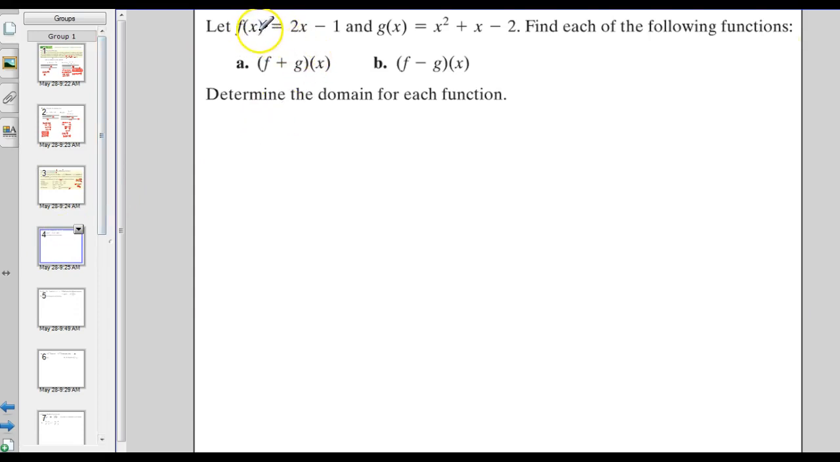Alright, so here's a function f, here's a function g, and we want to find these and simplify them. So for a, f plus g means add these two functions together. If I took 2x minus 1 and I added x squared plus x minus 2, the 2x and the x are common, so that would be a 3x. The minus 1 and the minus 2 are common, so that would be a minus 3. So we end up with x squared plus 3x minus 3. That's f plus g.